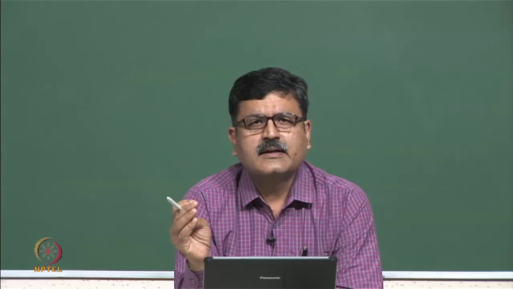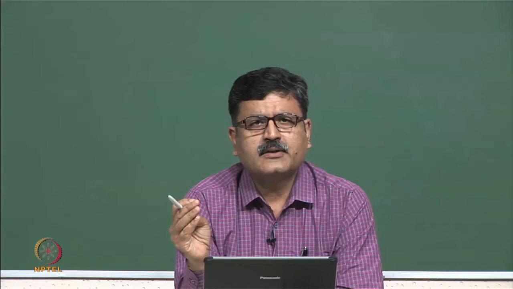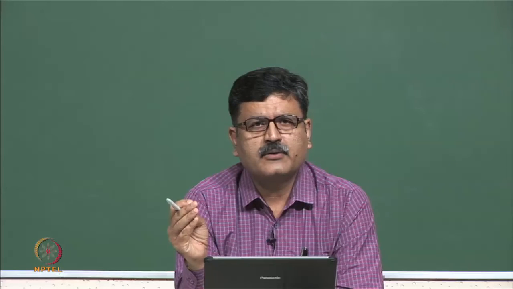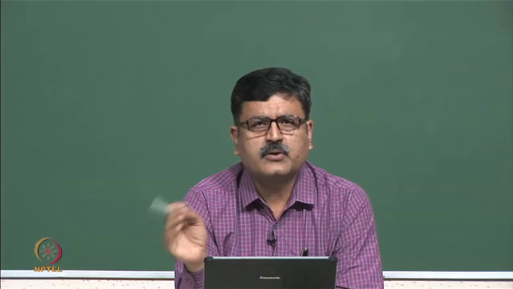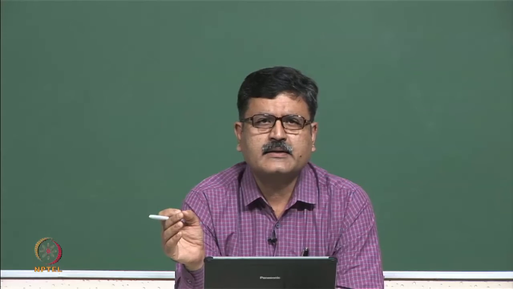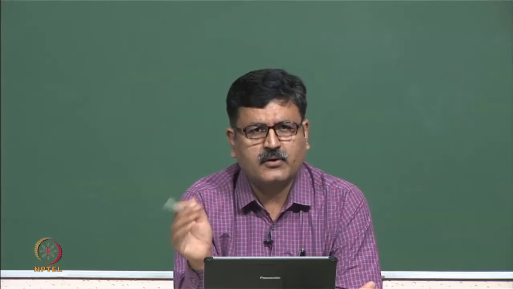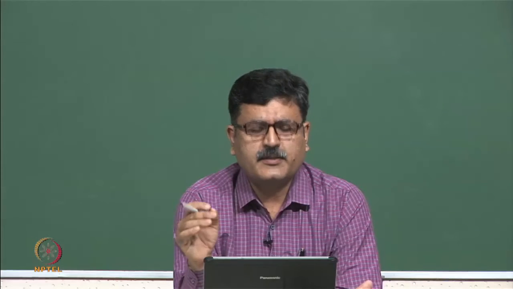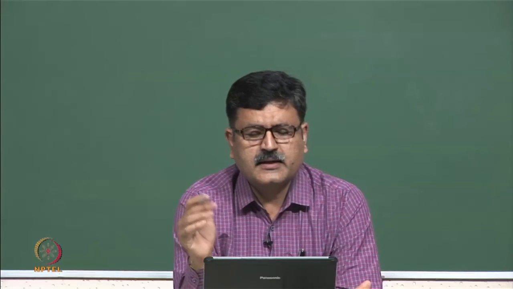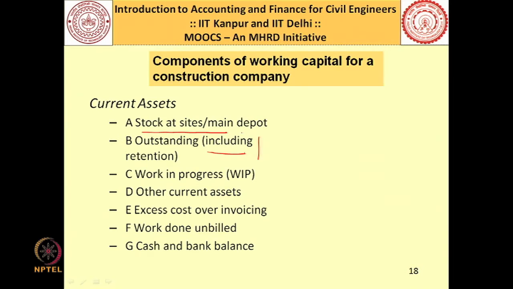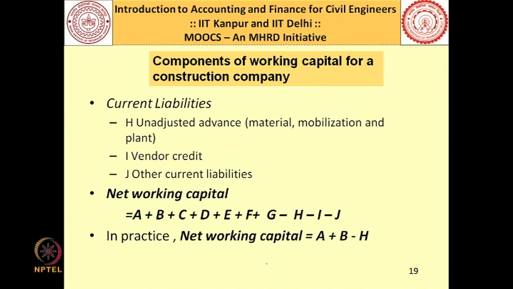What is work in progress? You might be planning to do concreting on a particular day, and for that you might have procured the aggregates and the cement, and maybe some portion of the concrete must have also been placed. These you can classify as work in progress. Then there are certain other current assets: sometimes excess cost over invoicing, work done but unbilled, and in addition cash and bank balances. These are some examples of current assets in the context of a construction company.